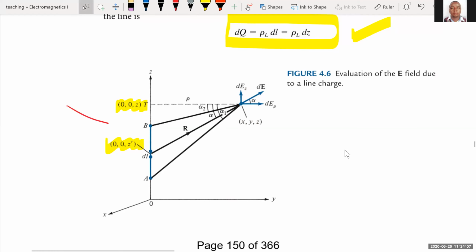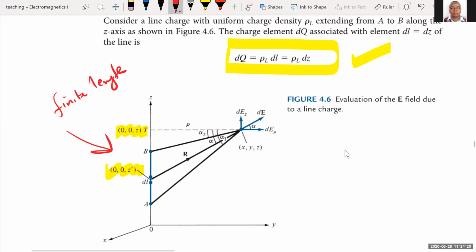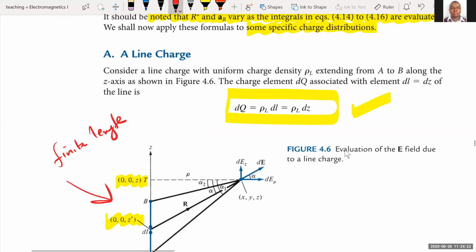this is a finite length charge distribution. And we are saying that we consider a line charge with uniform charge density, rho L.